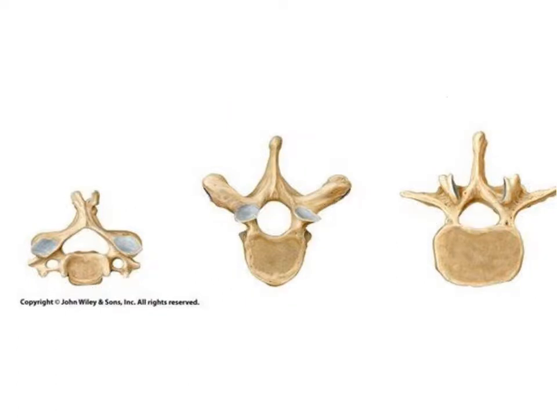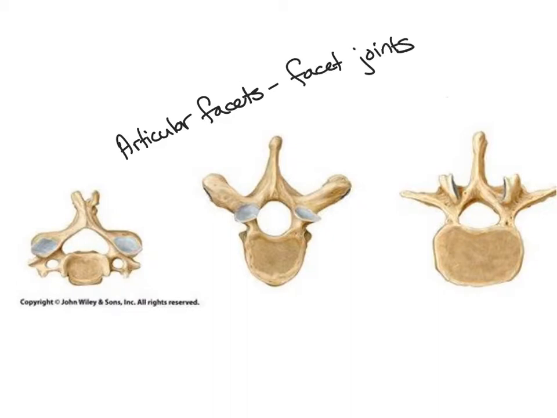We have some similarities on each of the vertebrae. The first similarity being articular facets. So these are 2 surfaces that make up our facet joints, which are the joints where our vertebrae sit together or touch. So on each of these, we have superior articular facets that are showing. We also have some other facets that we'll talk about in a minute.